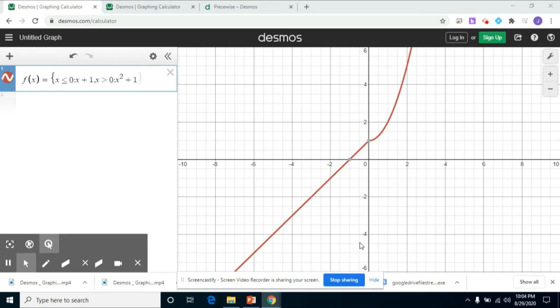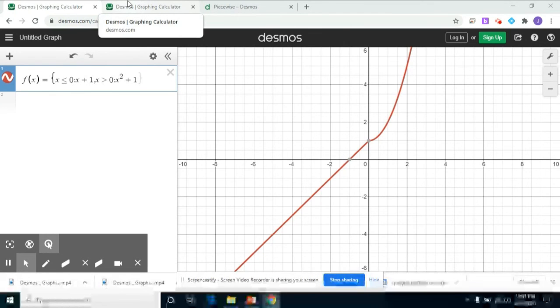So taking a look at those graphs of those last 2 examples that we looked at, that first one with just the 2 pieces in it, where x was less than or equal to 0 and greater than 0, and we found that it was continuous, here's what that graph looks like, and yep, this thing looks continuous everywhere.